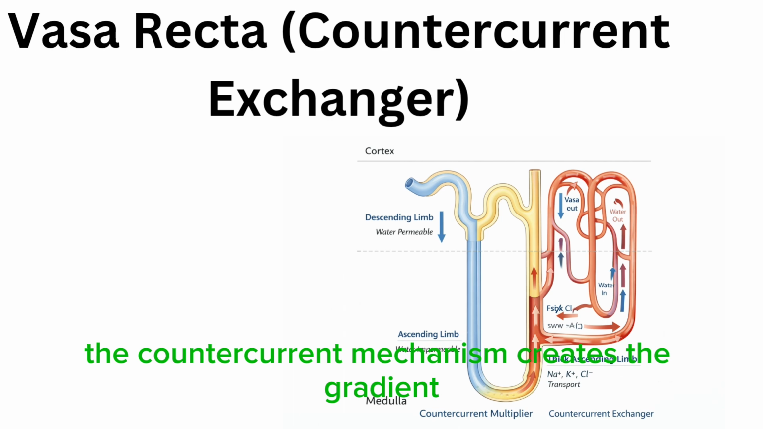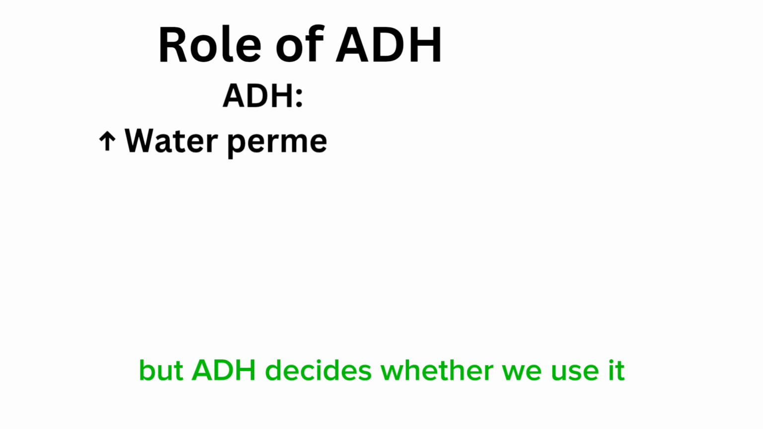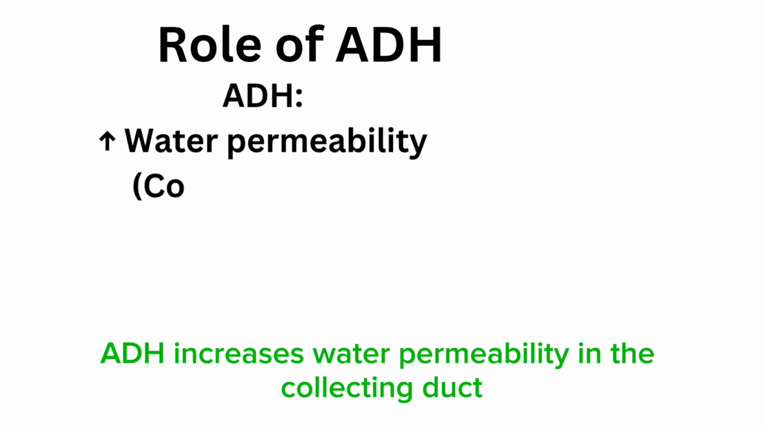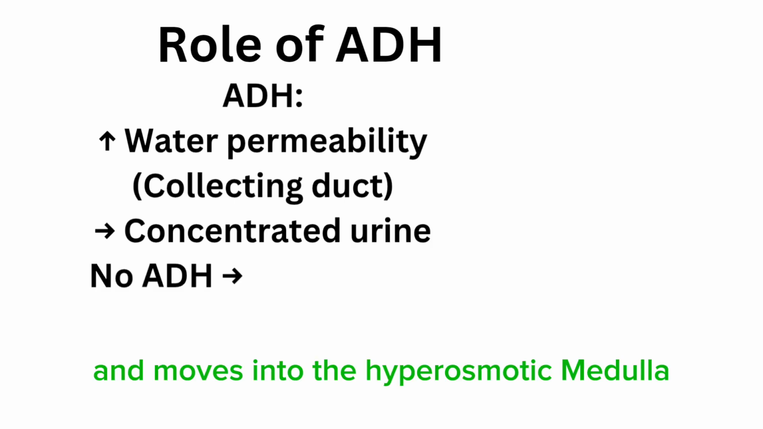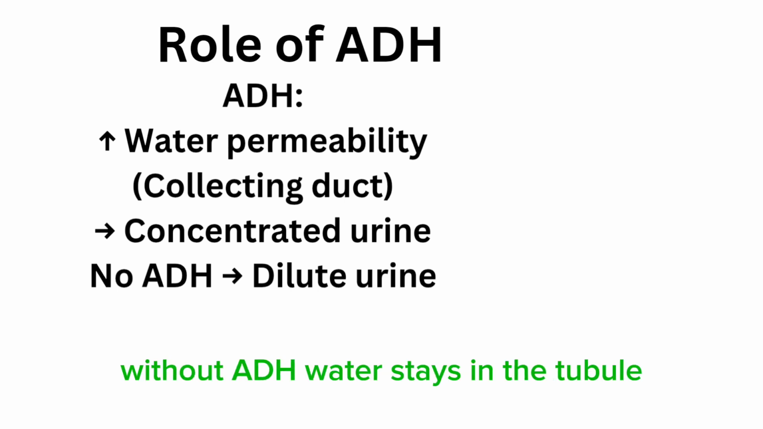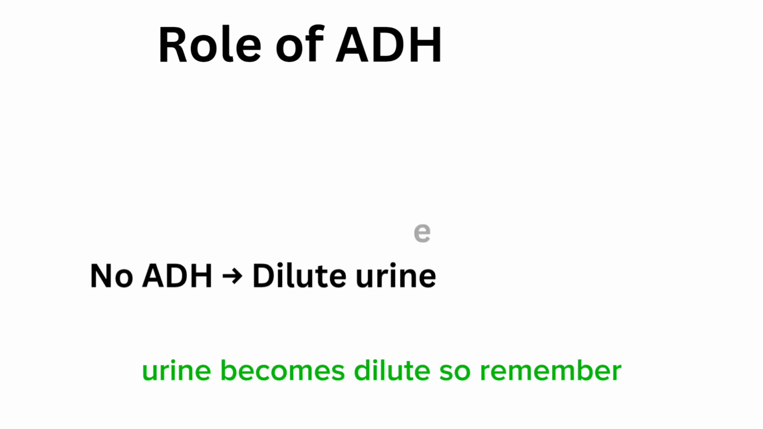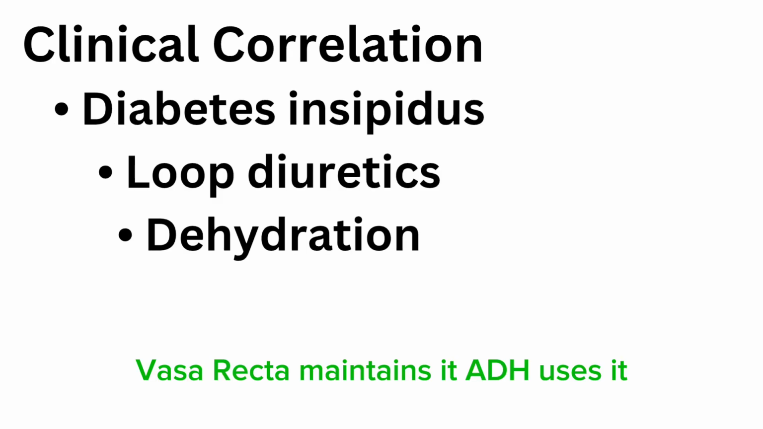The countercurrent mechanism creates the gradient, but ADH decides whether we use it. ADH increases water permeability in the collecting duct. So when ADH is present, water leaves the collecting duct and moves into the hyperosmotic medulla. Urine becomes concentrated. Without ADH, water stays in the tubule. Urine becomes dilute. So remember, loop creates the gradient. Vasa Recta maintains it. ADH uses it.